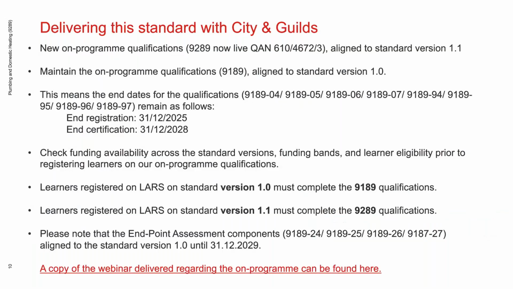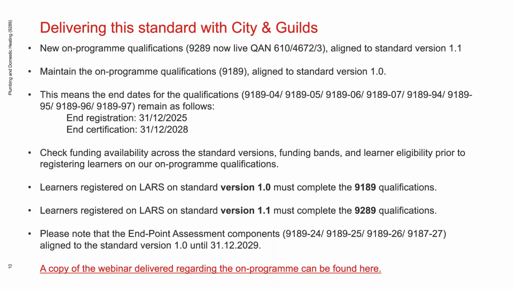Delivering this standard with City and Guilds. So the new on-program qualification 9289 is now live, aligned to the standard version 1.1. Maintain the on-program qualifications 9189 aligned to the standard version 1.0. So this means that the end dates for the qualifications, so the 9189, the 04, 05, 06, 07, 94, 95, 96 and 97 remain as follows. So end registration will be the 31st of December this year, and end certification will be the 31st of December 2028. Excuse me.